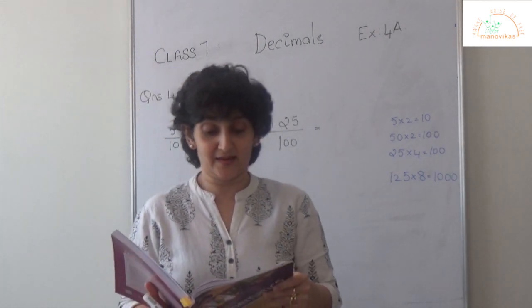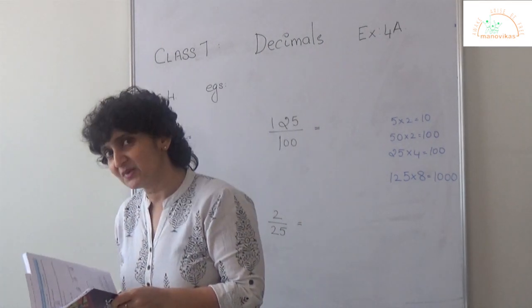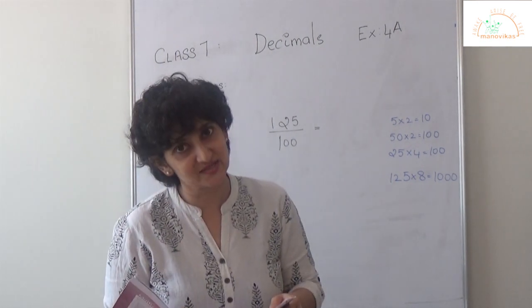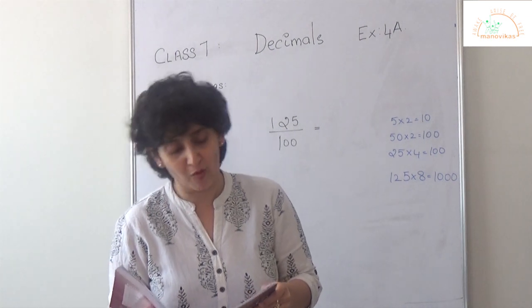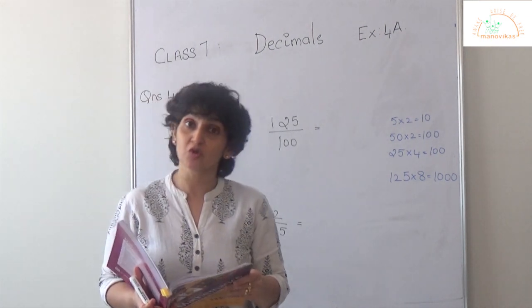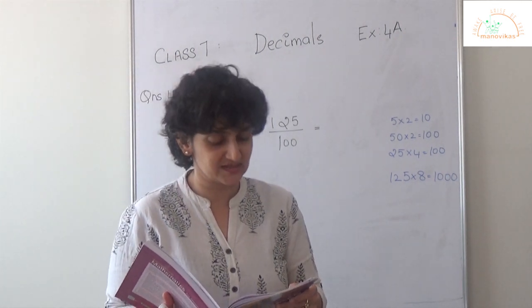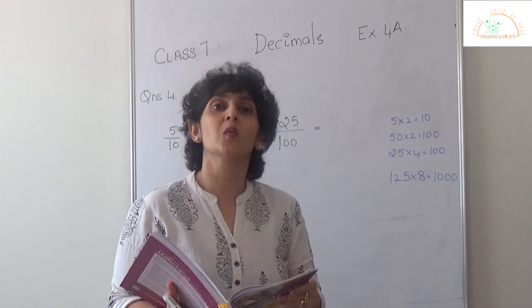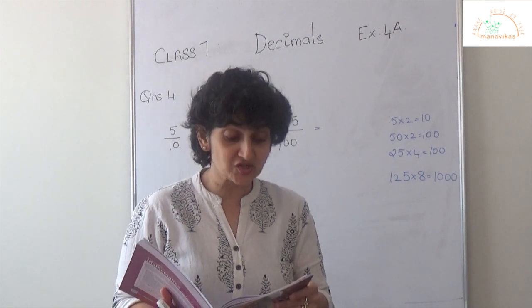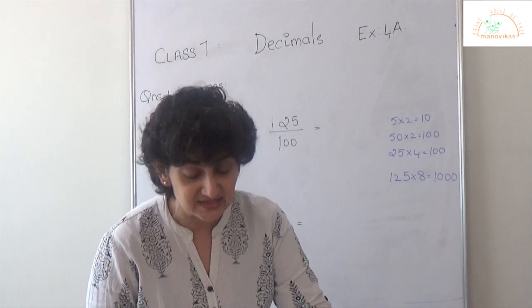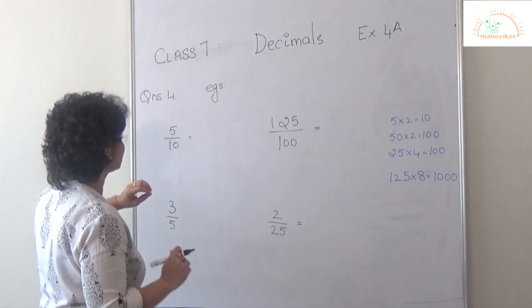Isn't it? Then you were given decimals and you were asked to convert them into fractions in the simplest form. Right? Alright, I'm sure you have worked out exercise 4A, the first 3 questions. Now let's go on to question 4. Your question 4 says, convert each of the following fractions into decimals.